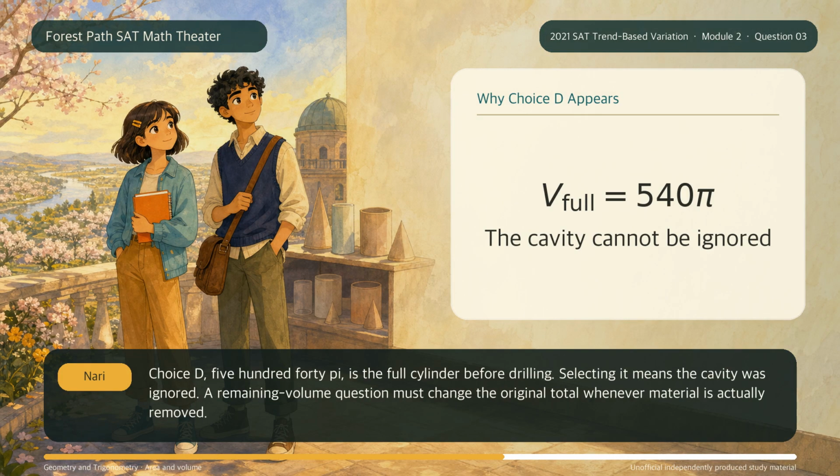Choice D, 540 pi, is the full cylinder before drilling. Selecting it means the cavity was ignored. A remaining volume question must change the original total whenever material is actually removed.